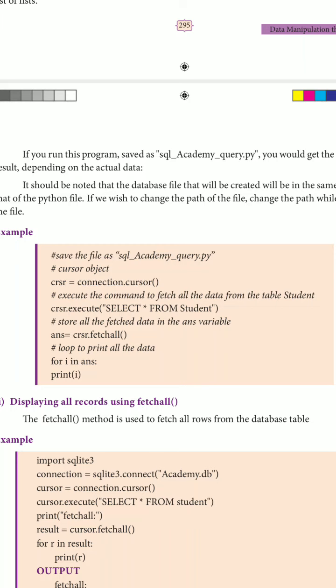Okay, fetch all from CRSR, which is the cursor. Of course it is the cursor, but they have given it a different name here. So here the cursor is given the name CRSR. CRSR is equal to connection dot cursor.